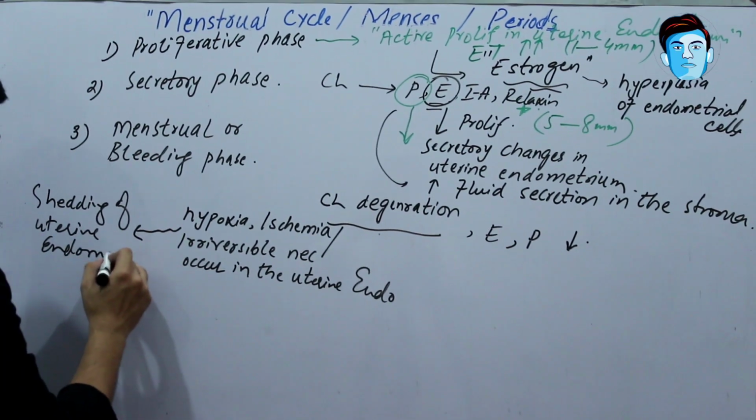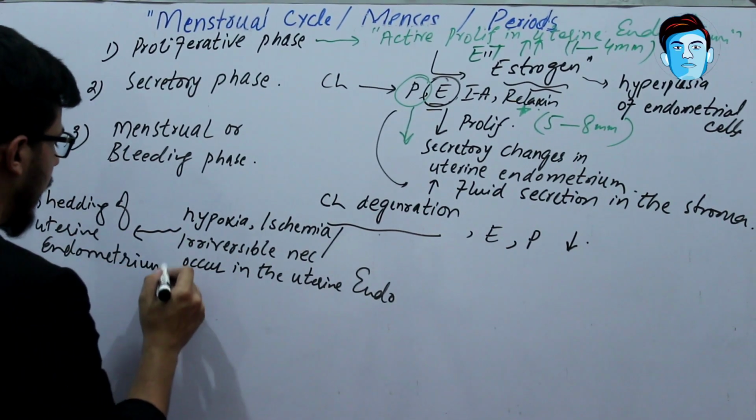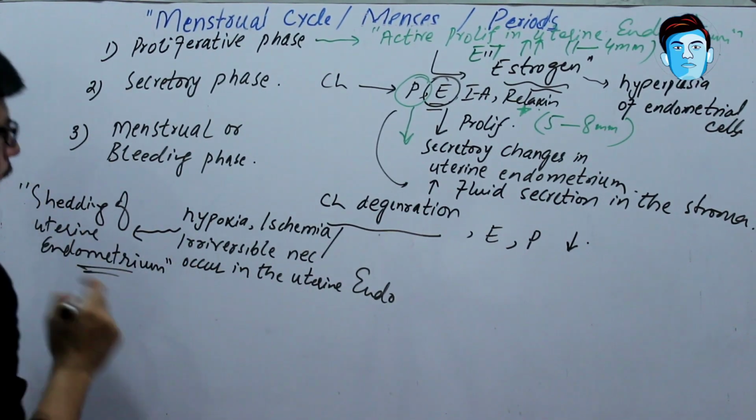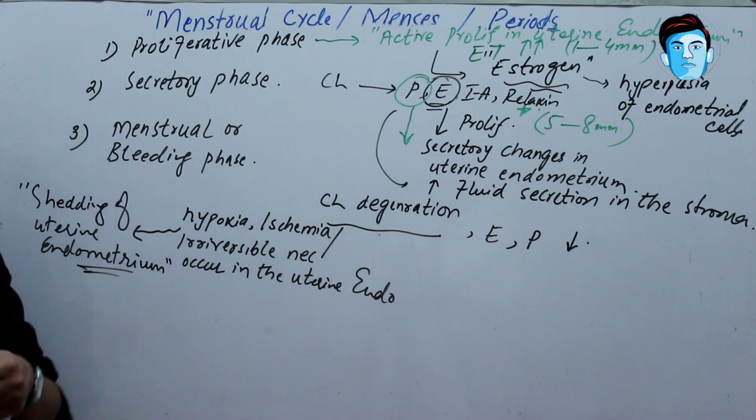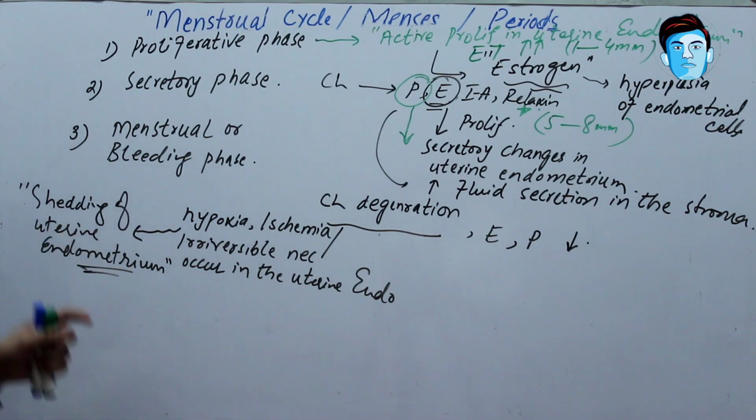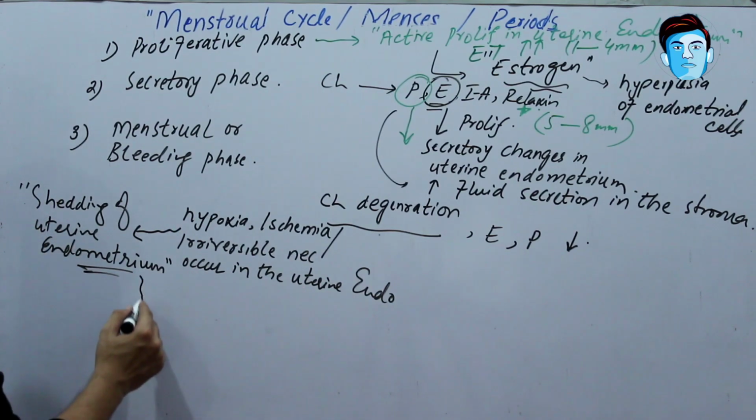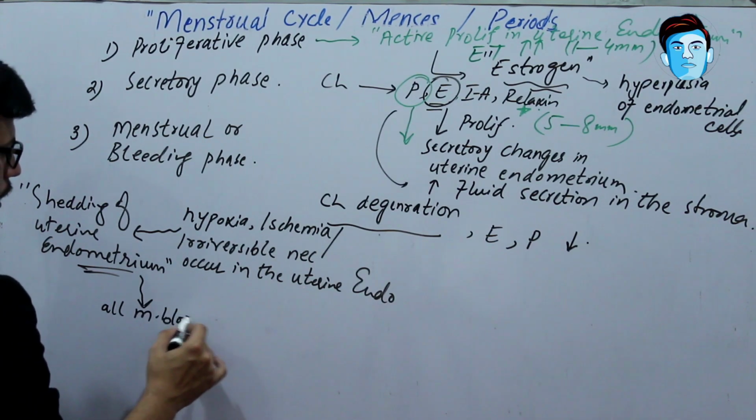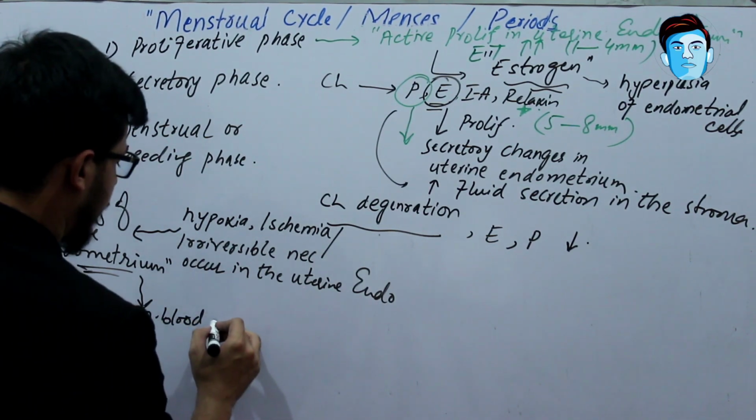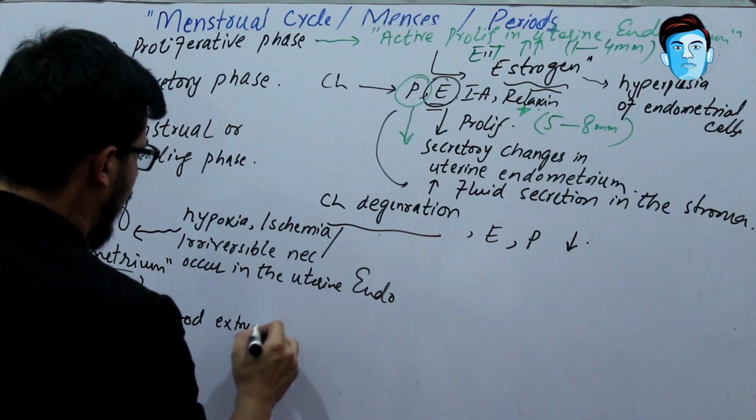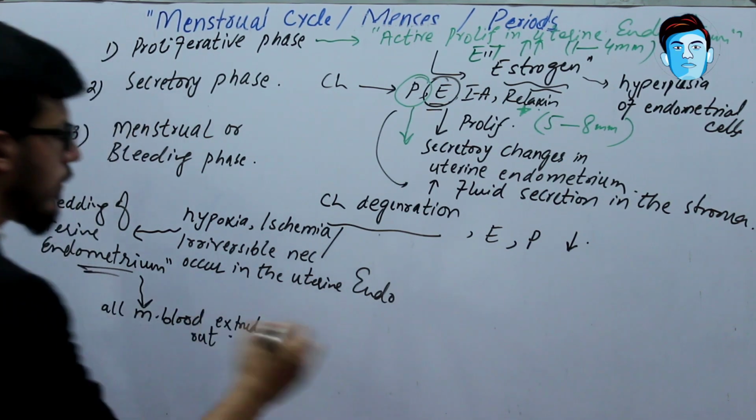But which layer of endometrium is involved? Already we discussed it. Ultimately, all the menstrual blood is extruded out through the cervix and vagina.